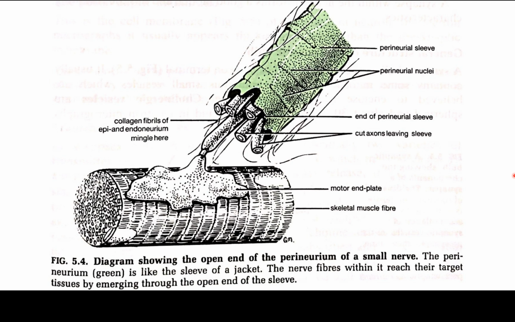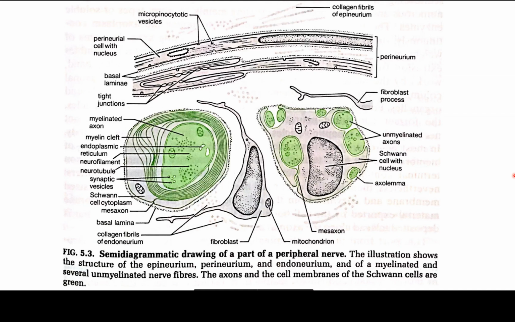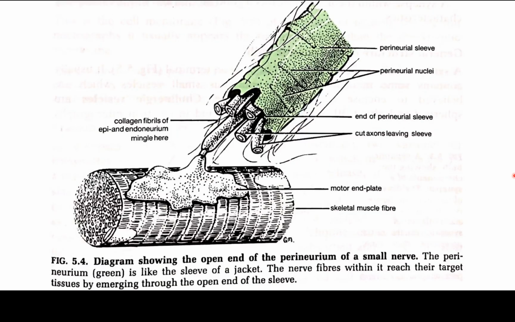The perineurium is open at its end like the sleeve of a jacket, as shown in the following figure, thus allowing the nerve fibers access to their target tissue. The opening also allows toxins and pathogens to enter the sleeve, and this has been suspected as another route by which rabies virus reaches nerve cell bodies.